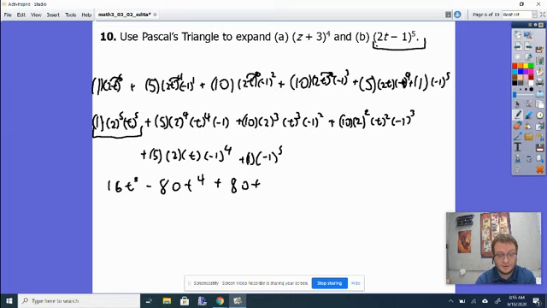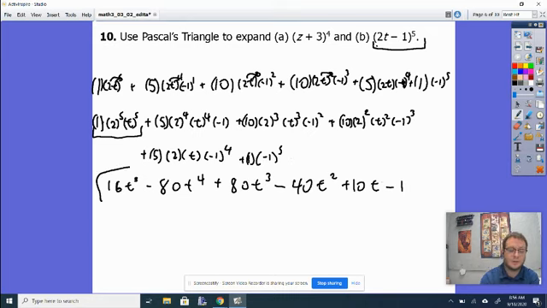80 t cubed. Next term, 10 times 2 squared, which is going to be 4, so 40. Negative 1 to the third, negative times a negative is going to give me that negative. So it's going to be negative 40 t squared. 5 times 2 is just 10. Okay, and this is going to turn positive with that negative, so plus 10 t. And then negative 5 times is going to be minus 1. Okay, so here is my answer on that one.